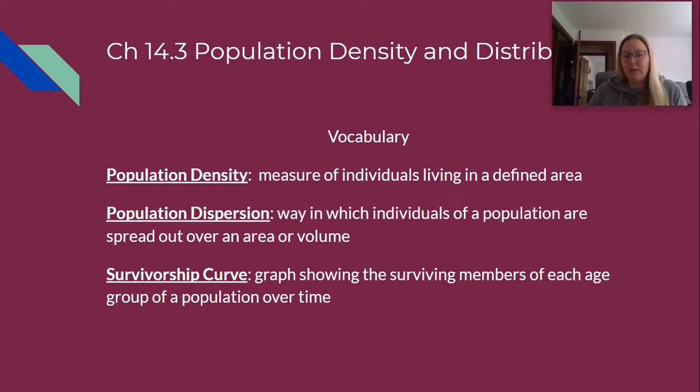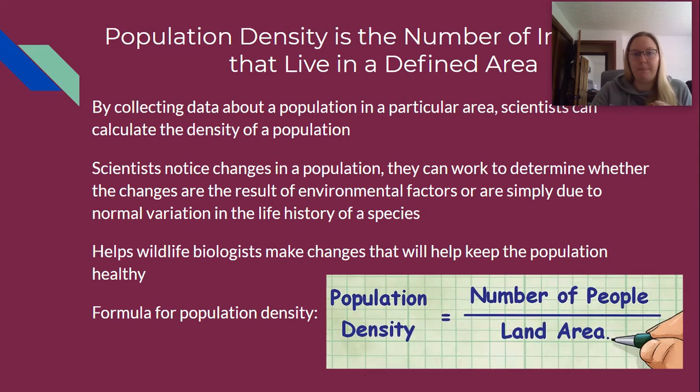Population dispersion is the way in which individuals of a population are spread out over an area or of a volume. And a survivorship curve is a graph that shows the surviving members of each age of a population over time.